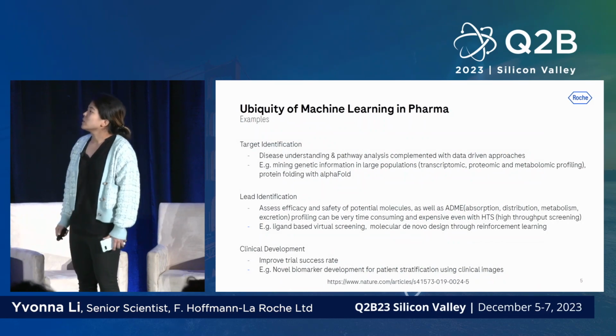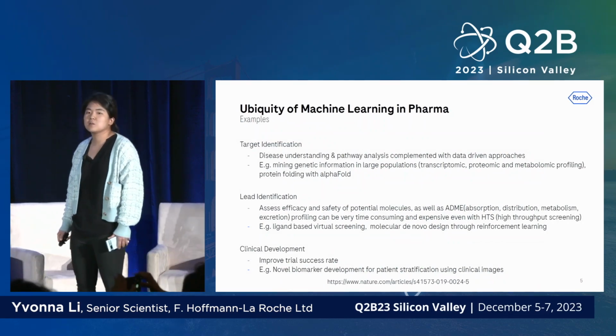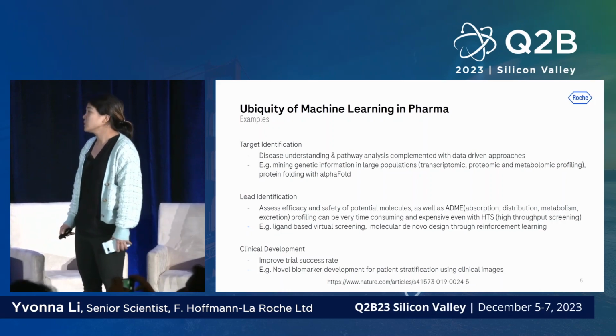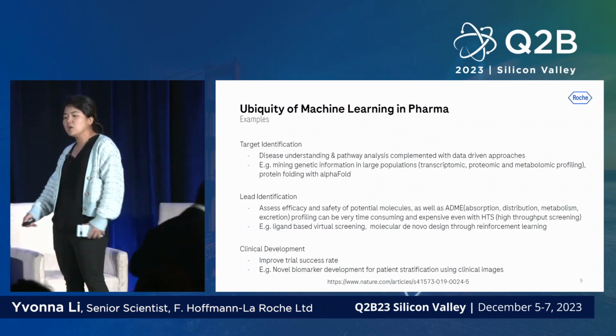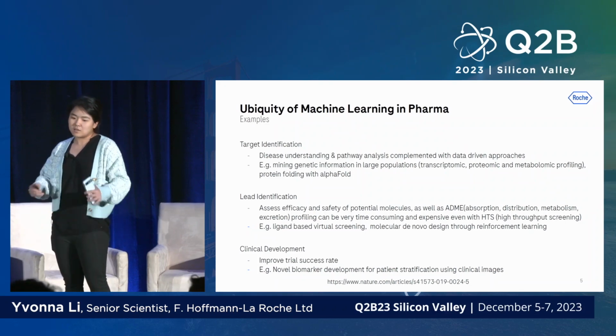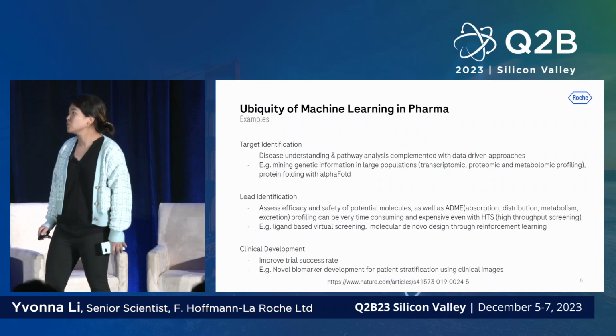And I would like to now move on to highlight for you how machine learning plays a role in each step of the process. So starting with target identification. So again, here we're looking for, let's say, the needle in the haystack, where we're navigating through very complex human biology to find that one protein that can help us modulate some kind of function in the body.